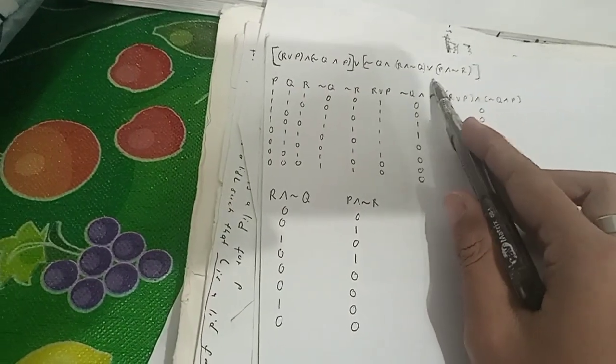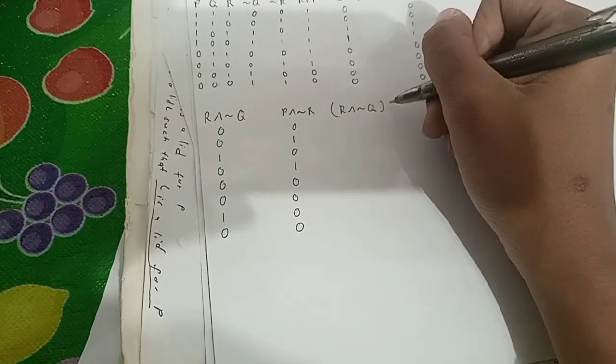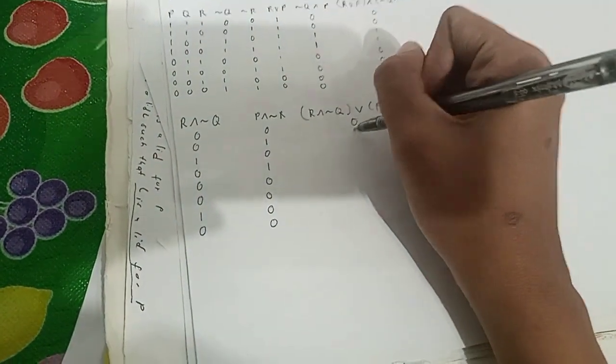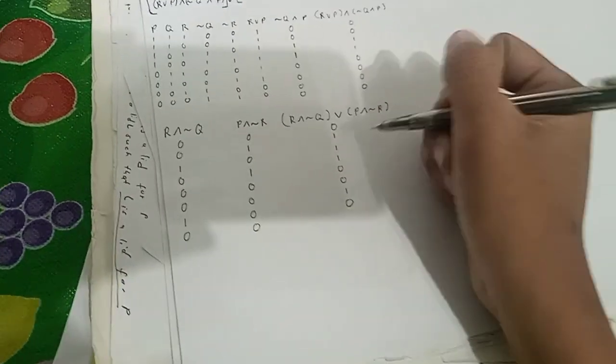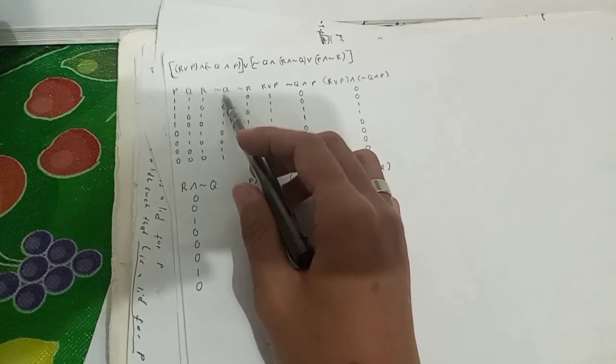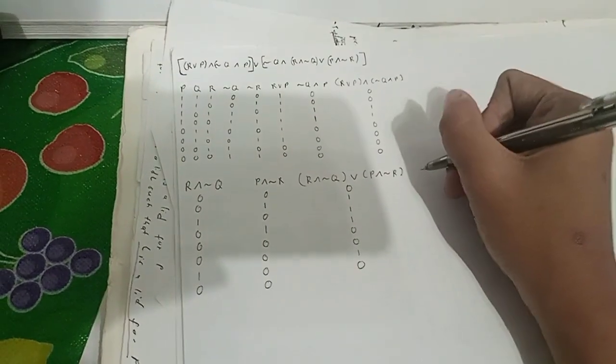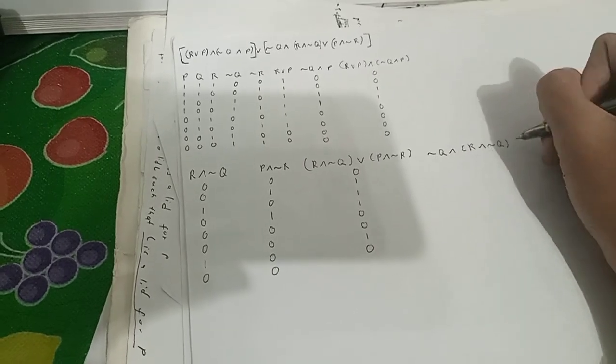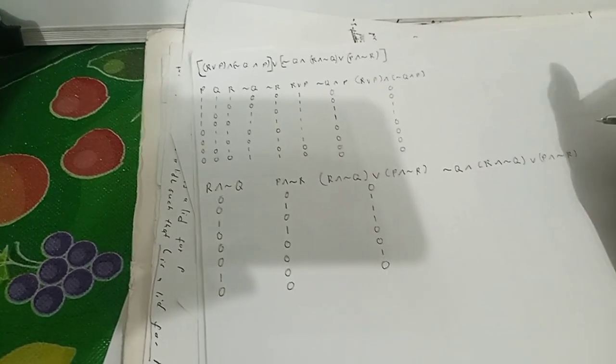According to the formula, their sign is OR. So it's R and negation of Q, or P and negation of R. So if we see 1, then it will automatically be 1. So this will be 0, 0, 1, 1, 1, 0, 0, 1, 0. Okay. Comparing this and the negation of Q, we will write it as negation of Q, and R, and negation of Q, or P, and negation of R.